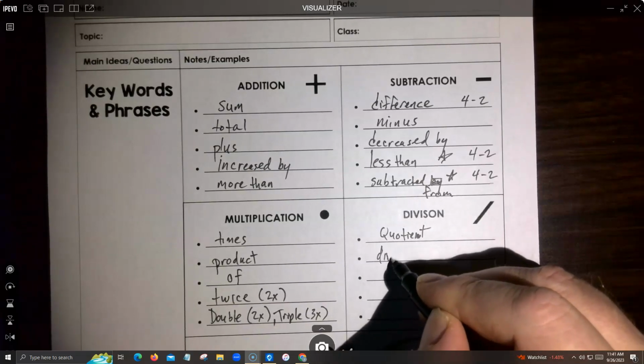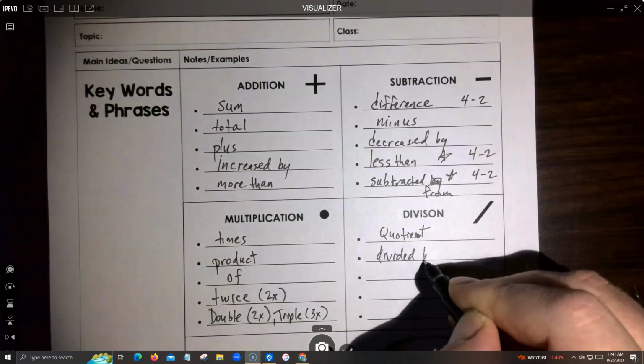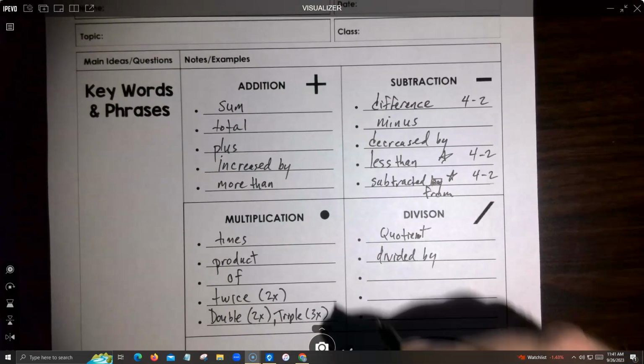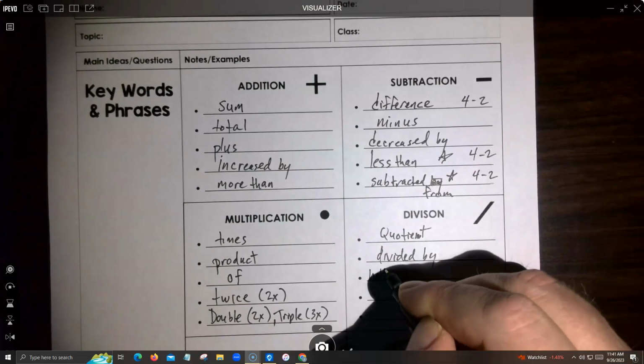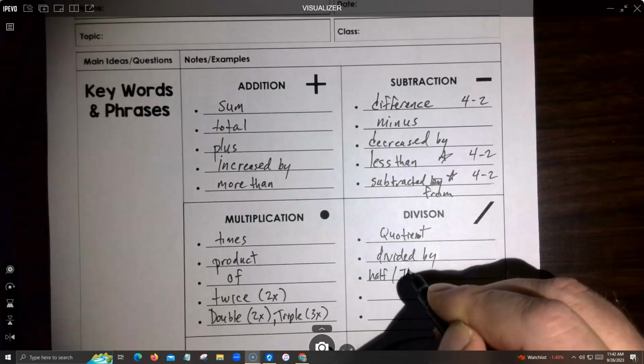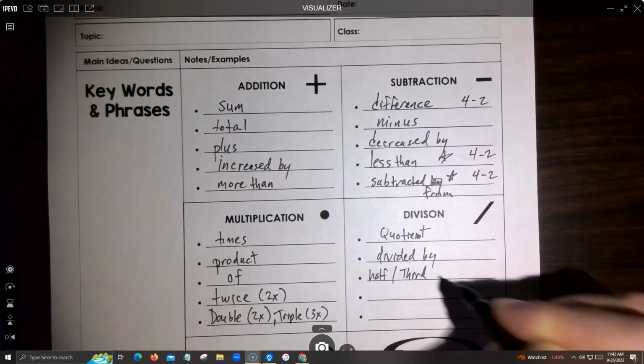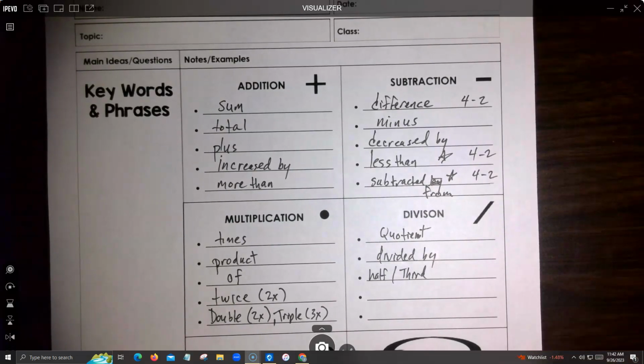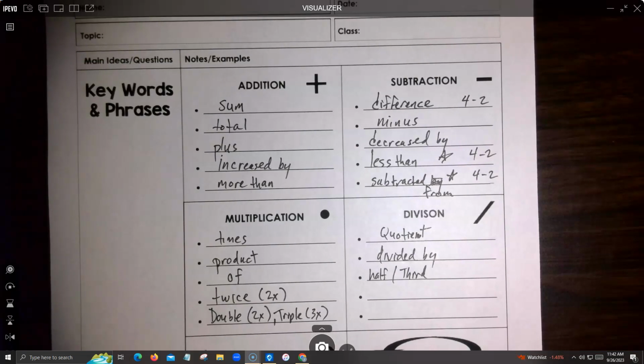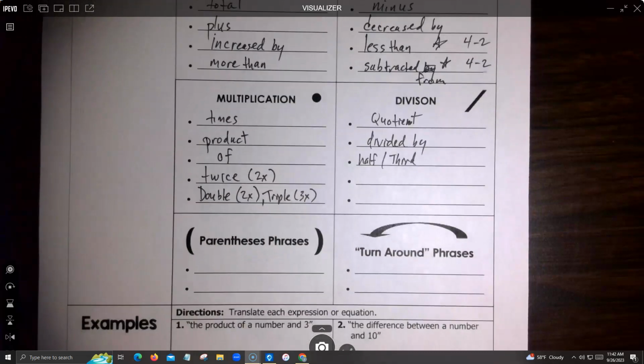Okay, quotient, divided by, that's one you probably heard of. Taking half of something is dividing it by 2, or a third, okay, would be dividing it by 3. Okay, so those are keywords. Usually we use the quotient or divided by when we're doing division now. All right, so the next one we have are called parenthesis phrases and turnaround phrases.